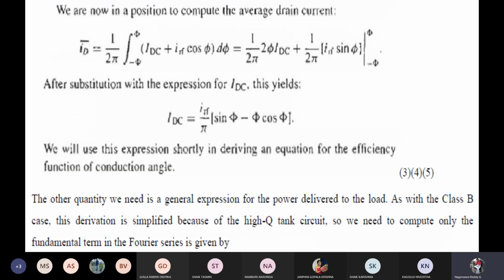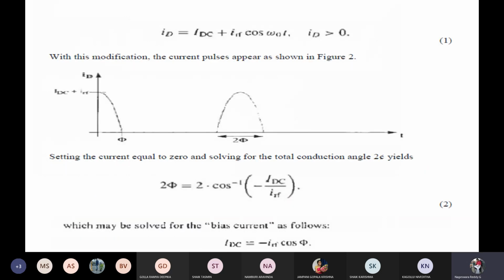So the output of the class C amplifier is, ID is equal to IDC plus IRF cos omega naught T, where ID is greater than 0. Setting the current equal to 0 and solving, the total conduction angle is 2 phi. 2 phi is equal to 2 cos inverse of minus IDC by IRF. So IDC is equal to minus IRF cos phi.